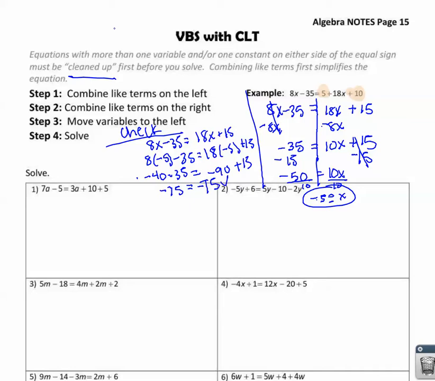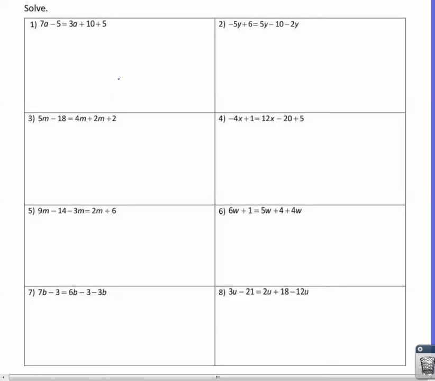So you've got your reflexive property: a number equals the same number. So since negative 75 equals negative 75, you know you did your work correct. Let's do a few more examples. We're going to do the first two together and then you'll finish the page.